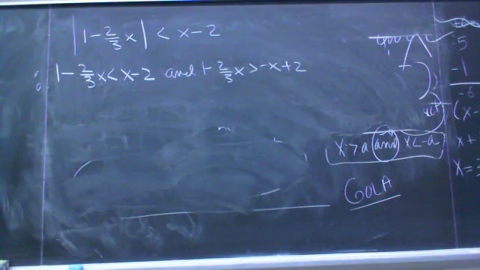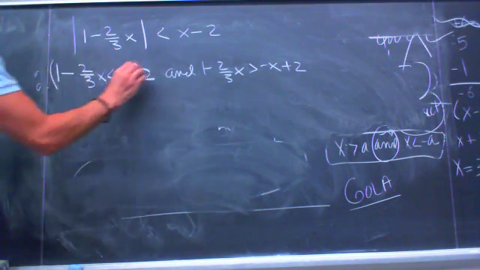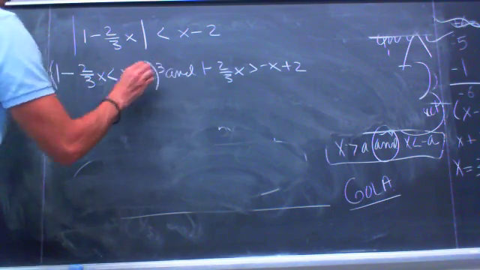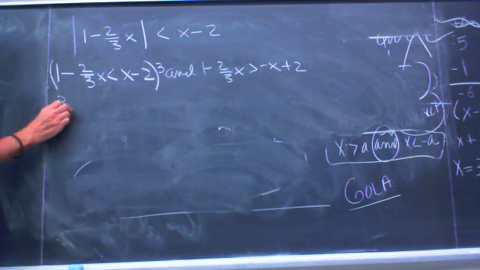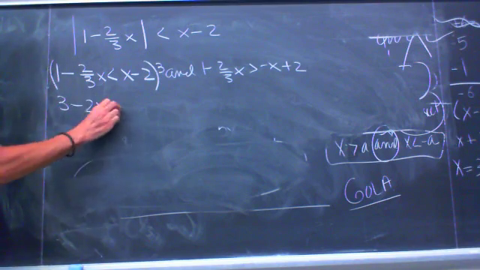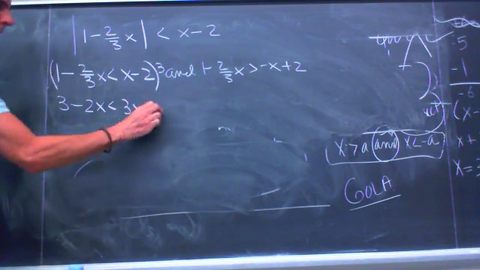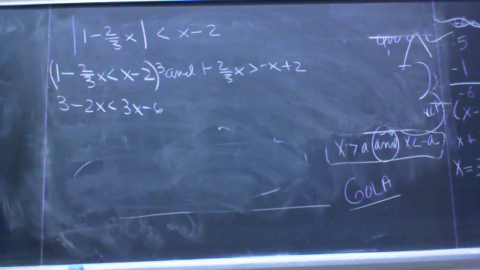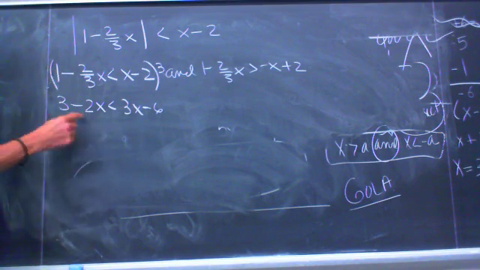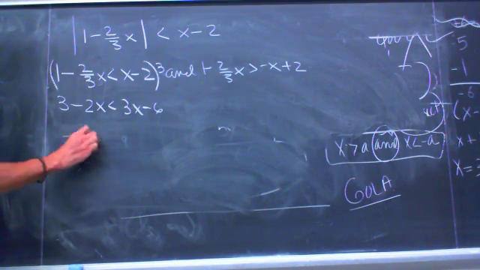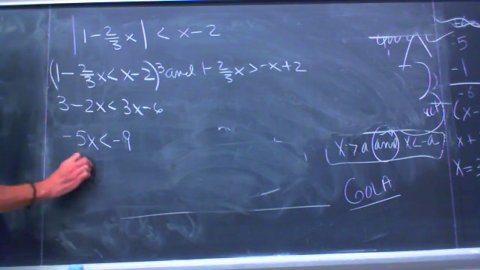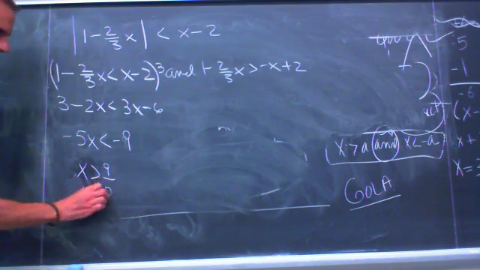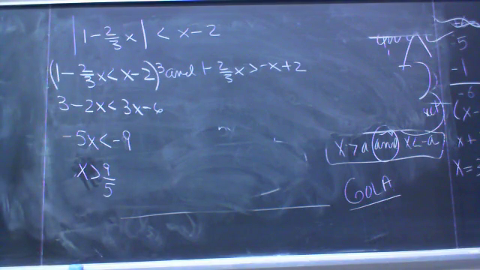I would multiply through by 3, the least common denominator. What's 3 times 1, everyone? Minus 2x is less than 3x minus 6. I'm going to get the x's to one side. I'm going to subtract that and make it negative 5x. Subtract the 3, make negative 9. Divide, and x is greater than 9 over 5. And don't forget, you have to reverse the symbol.